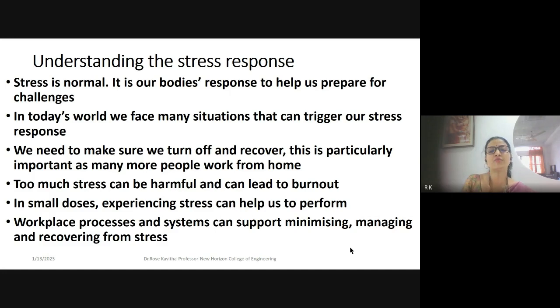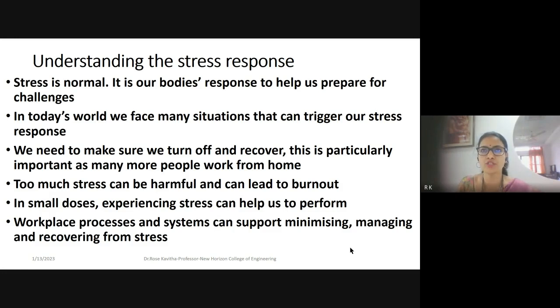So we need to make sure we turn off and recover. This is particularly important because as many more people work from home, working from home has become another major stress, during online sessions or otherwise. Say, for example, I don't know how many of you are listening with just a mobile and just looking at it. To what extent, that shows the seriousness of the amount of effort that we are trying to give.